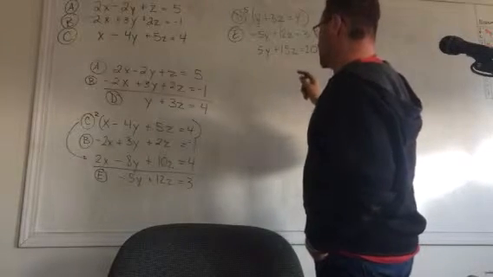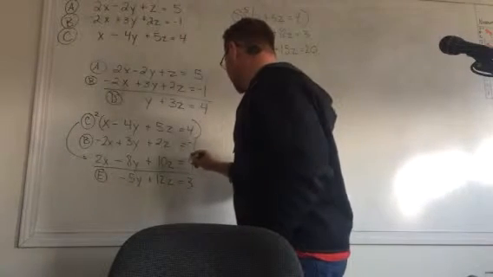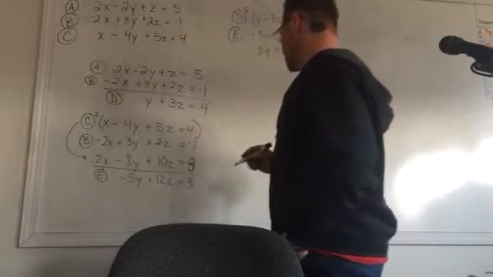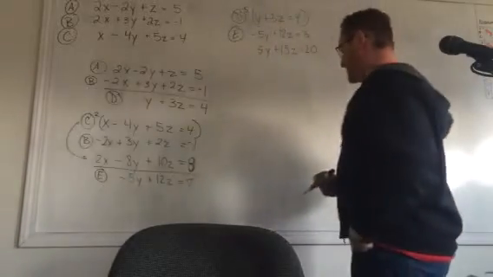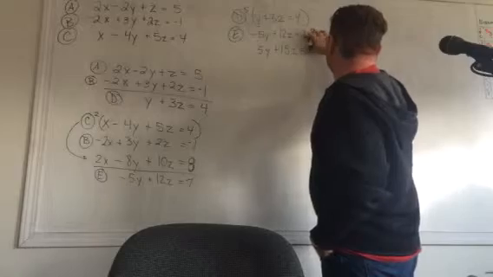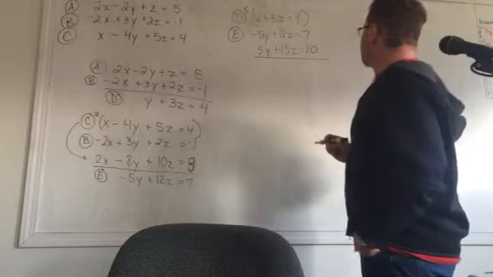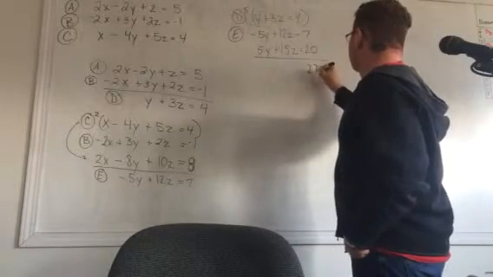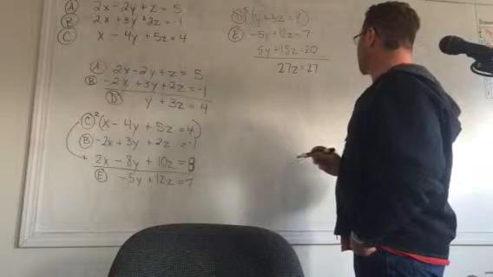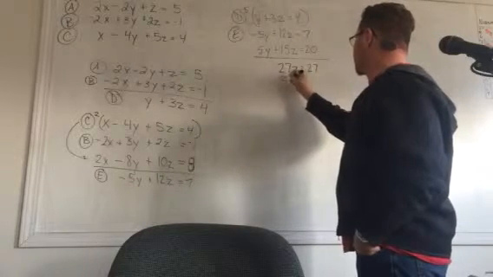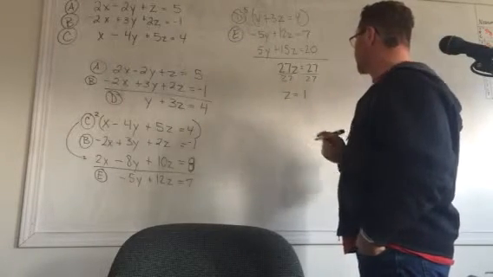Let's make sure I did all these right. This should have actually been 8. That changes things, doesn't it? It makes this actually 7. So changing that up here, this is 7. There we go, that's better. Now when we do linear combinations, this becomes 27z, and those cancel. We're left with 27z equals 27. Divide both sides by 27. z is equal to 1.